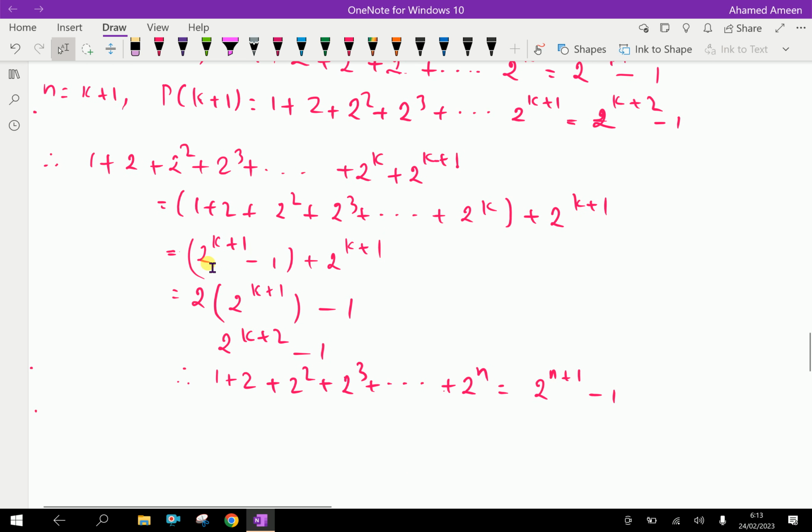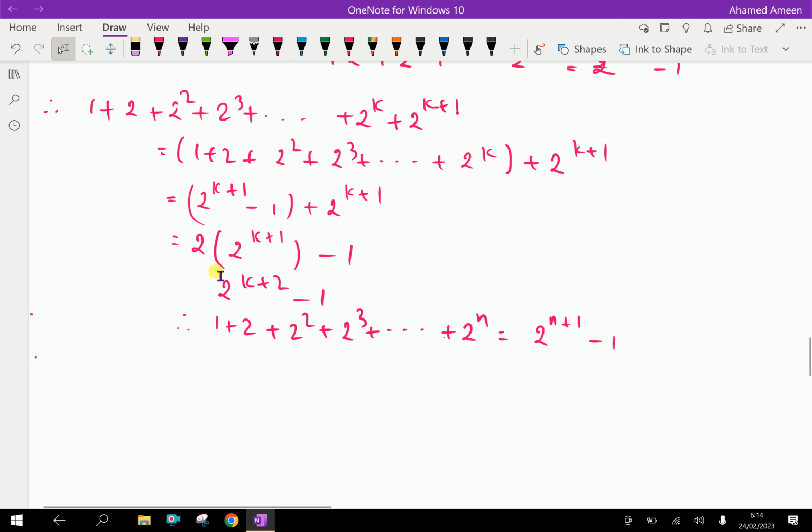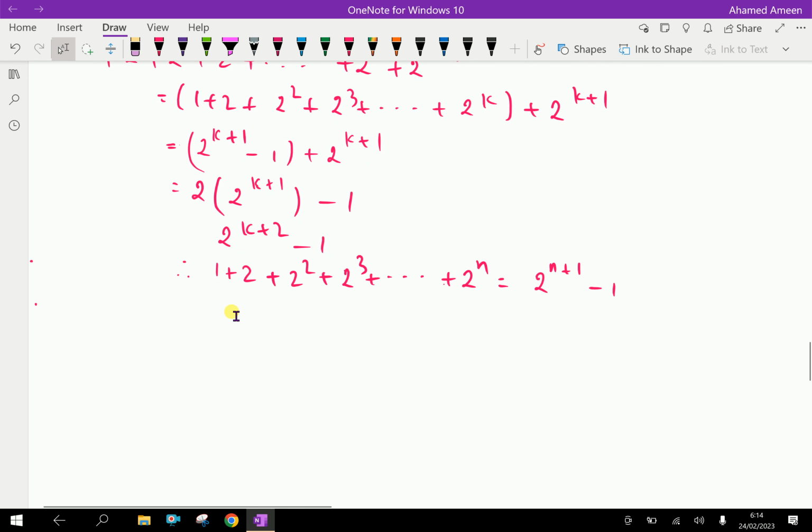Here, opening the bracket, we have 2 power k plus 1 two times, that is 2 into 2 power k plus 1 minus 1. Here, 2 can be written as 2 power 1, and applying the indices rule, 2 power 1 into 2 power k plus 1 is 2 power k plus 2, that is 2 power k plus 2 minus 1, which is equal. Therefore, you can write 1 plus 2 plus 2 squared plus 2 cubed plus 2 power n is 2 power n plus 1 minus 1.